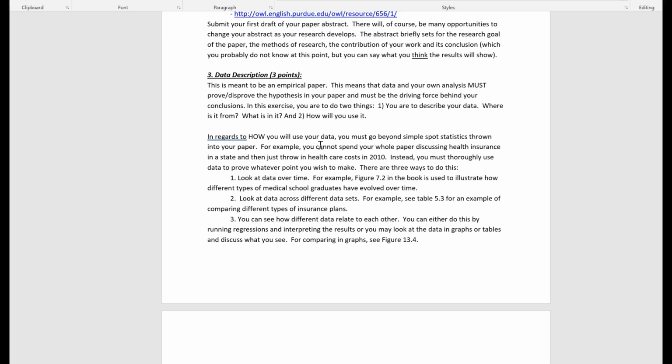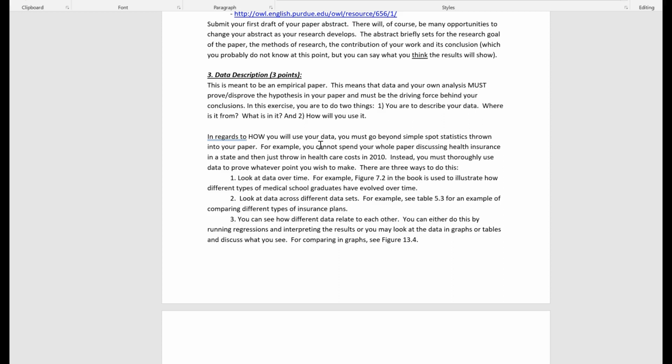And so the goal of this is to show me what data you're using and how you're going to use it. So there's two parts. First, you need to describe your data. What is it? What does it show? Where is this? What's the source? And so forth. Secondly, you need to show how you're going to use it.